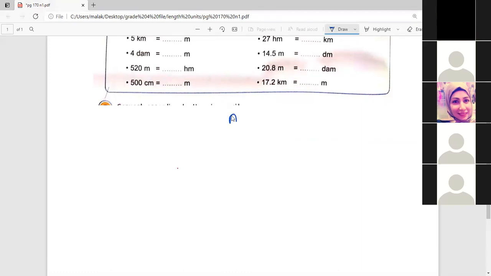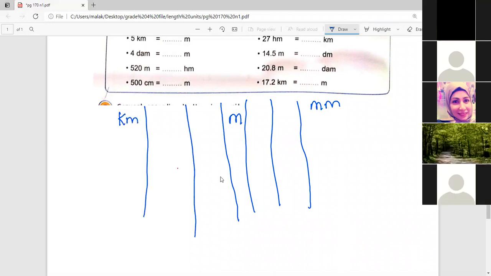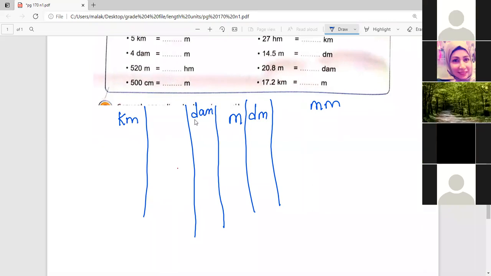Meter, I will put it in the middle. Then millimeter, I will put it to the right side. And kilometer at the end. Okay, so we have two units here, decimeter and centimeter. Decameter from this side, the opposite to it, decimeter from the other side.